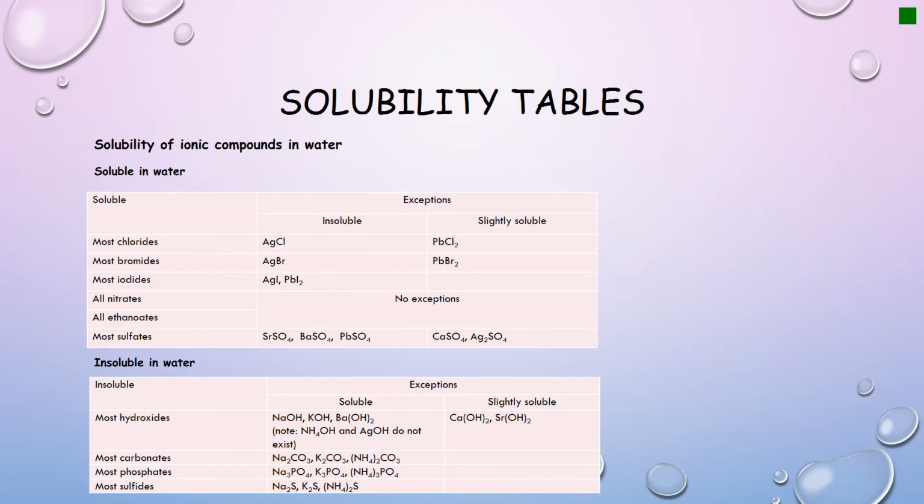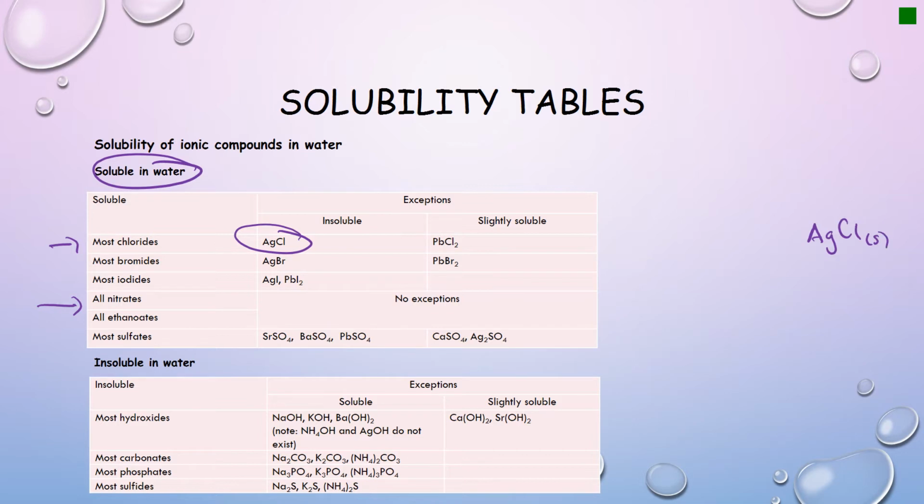If I look at most chlorides, I can see that most chlorides are soluble in water. There is an exception though, and that exception is silver chloride. If I look at nearly all nitrates, they are soluble in water. So we've got to check out the differences between the two, and the major difference is that silver chloride is insoluble, but silver nitrate is soluble. So our goal is to make silver chloride.